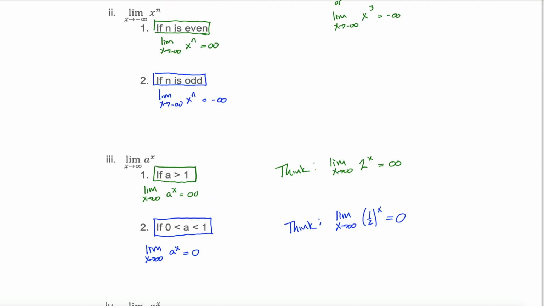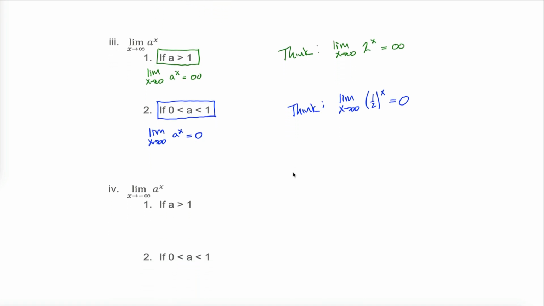I've got two more cases that I want to consider before I end this video, but what you'll see is they're pretty similar to the two that we just did. We're again considering the limit of a to the x power, where a is either greater than 1 or between 0 and 1. But now, instead of letting our value of x get arbitrarily large, in other words, approach infinity, our value of x is going to get arbitrarily large negative, in other words, approach negative infinity.